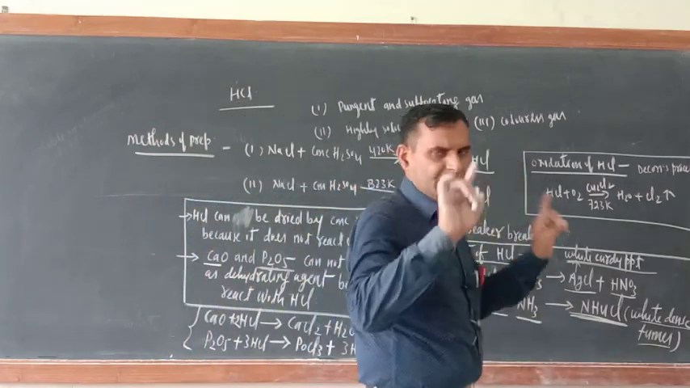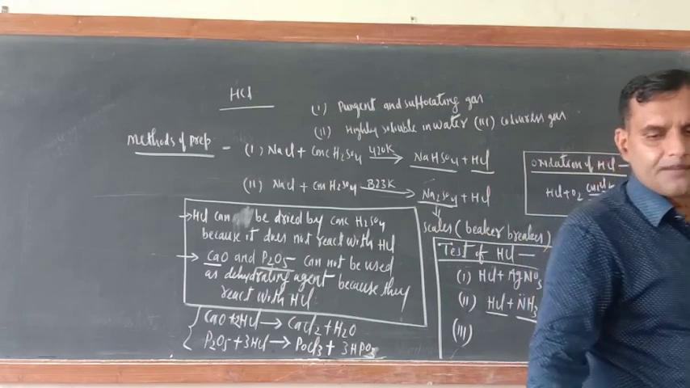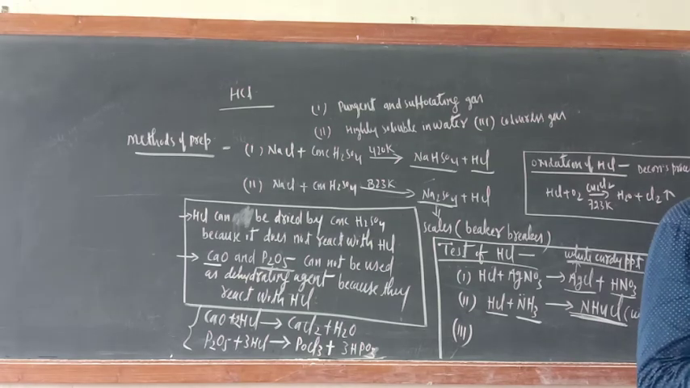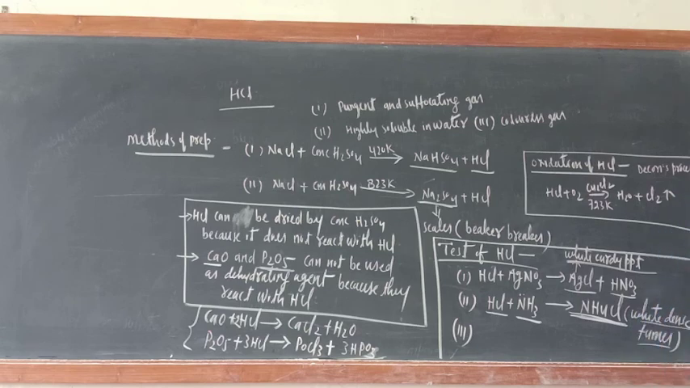In this way, HCl is completed. Now, tomorrow I will start the most important aspect of halogens, that is the oxo acids of halogens and interhalogen compounds. These two are left, and afterwards I will teach you the 18th group. So we are heading towards the completion of this unit. Thank you.